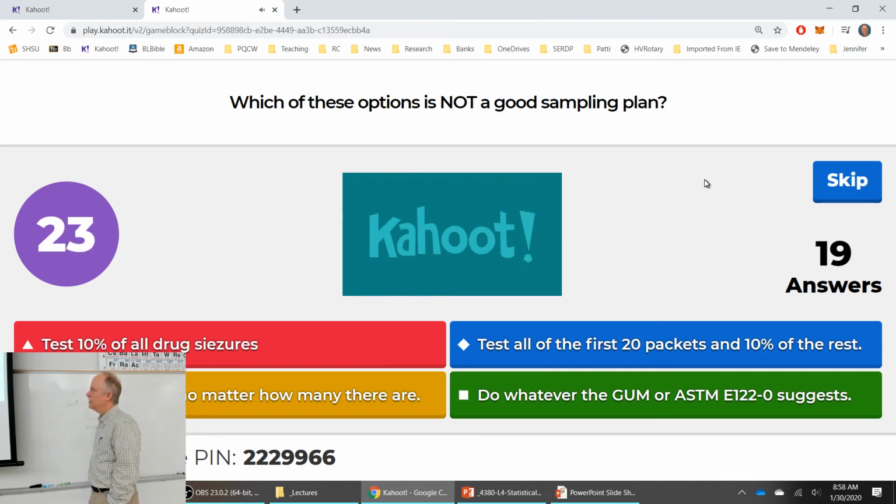And I posted the gum on Blackboard, or at least an older copy of it, so you can see it's very detailed. Several hundred pages.